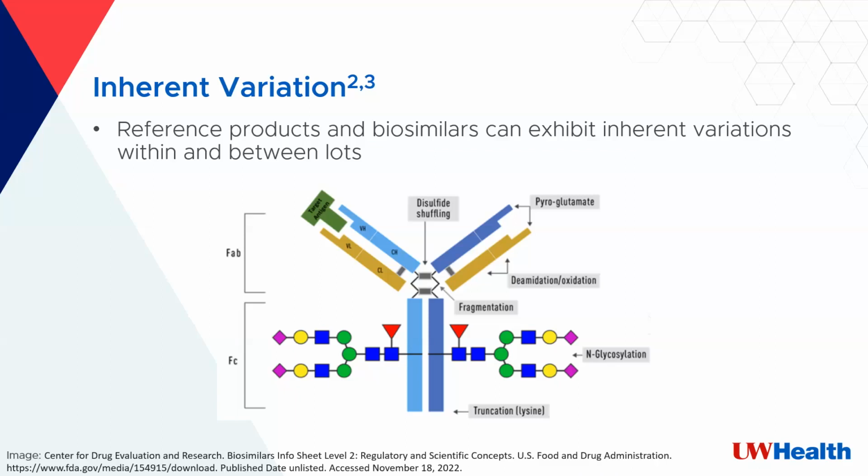It's also important to note, though, that inherent variation not only exists between the reference product and the biosimilar, but it also exists between 2 lots of the same product, meaning that even within a reference product, we see variation. So patients who have been stable on a reference product for a long time are going to have many lots of the medication that they use to inject once a month or however often they're doing it. So they experience this inherent variation without even switching to a biosimilar.